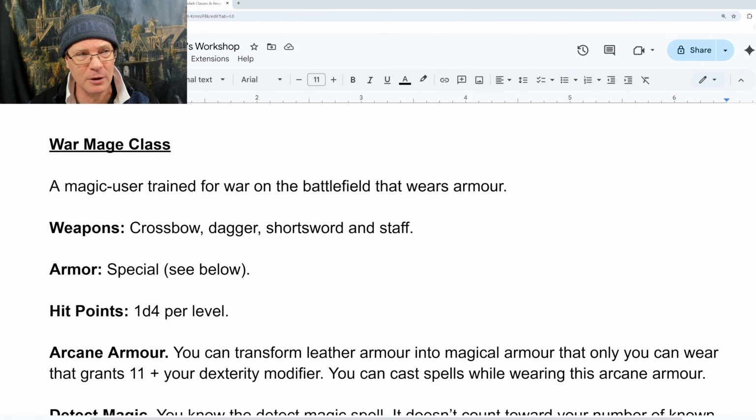And if you have any ideas for titles for the class, the War Mage, you let me know, and we'll go from there. And I'm going to have a little bit of trouble, I suspect, because I've done so many. This is the 19th class that I've made.